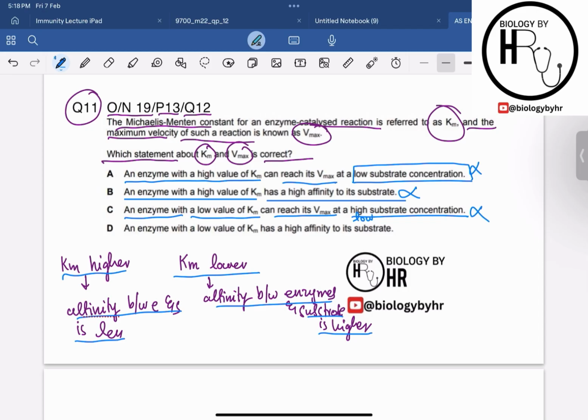Then let's move on to option D, that says that an enzyme with the low value of Km has high affinity to its substrate. Yes, this statement is absolutely correct. So hence the correct answer over here would be option D, that an enzyme with a low value of Km has a high affinity to its substrate.